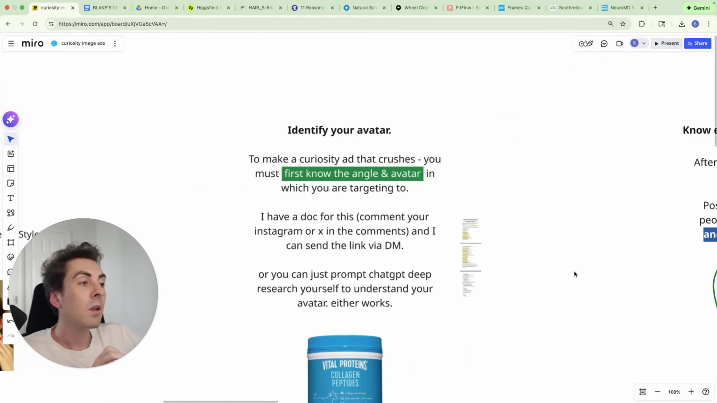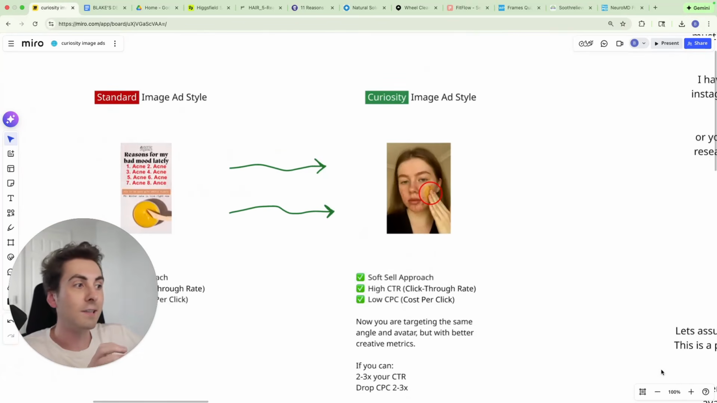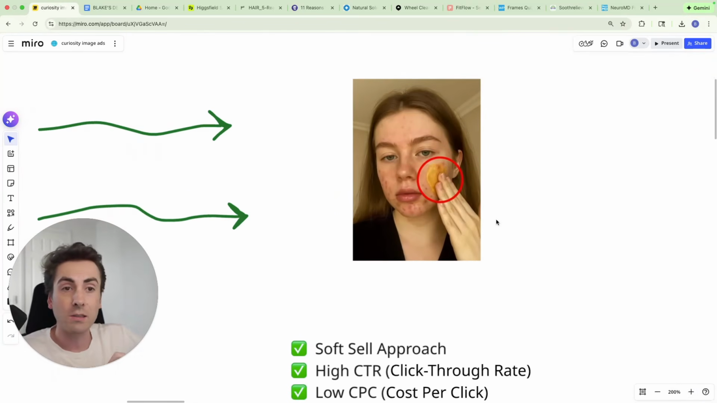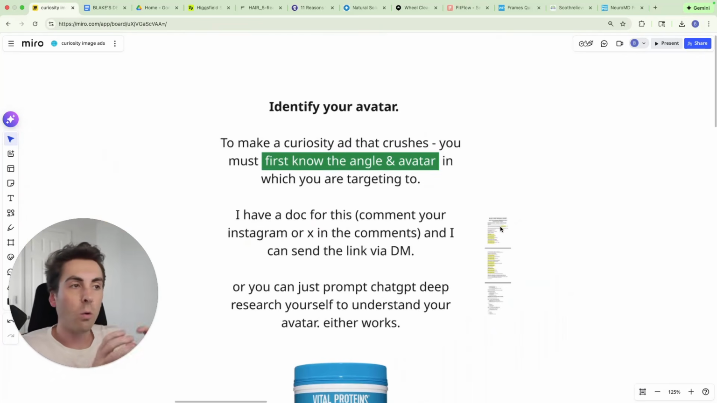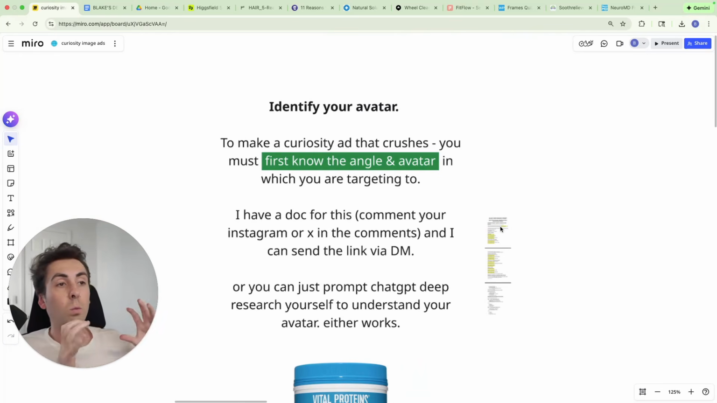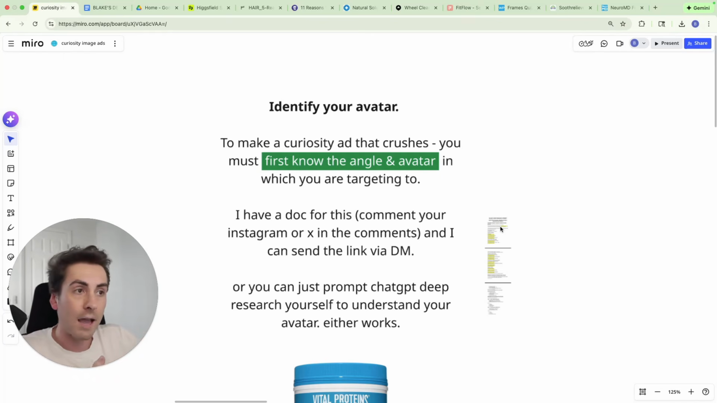Now, before you even print with these ads and do very well with these ads, because a lot of people do try to run it and test it, you have to understand who your customer is to begin with. In order for the ad to even do well, you need to know the angle, you need to know the avatar, and you need to know basically who you're targeting and why. Now, I have a document for this. And what this document allows me to do is understand my avatar and exactly what they're like. I can also identify angles for particular products before I even start.